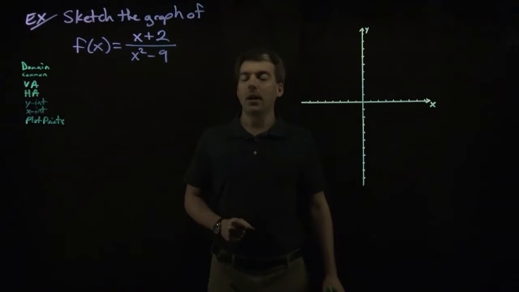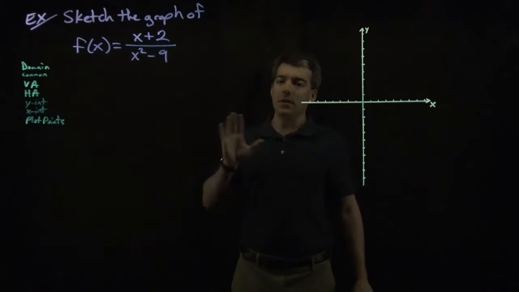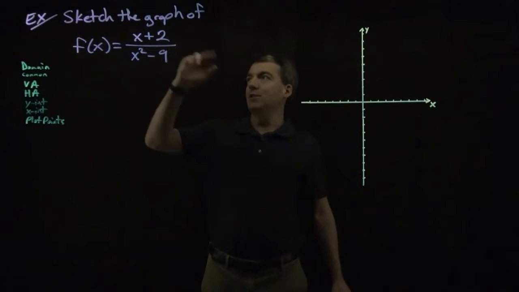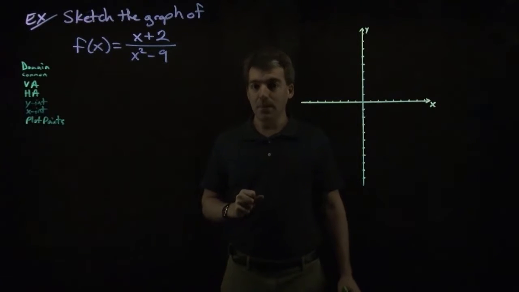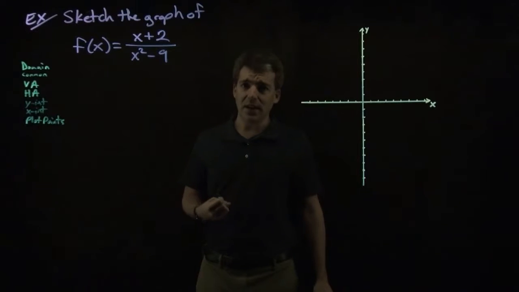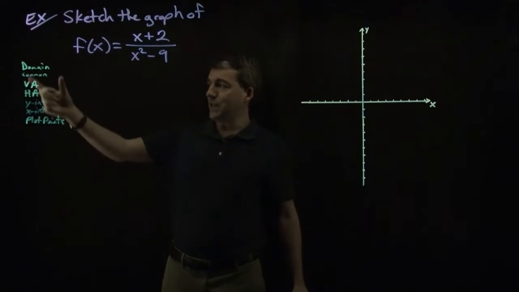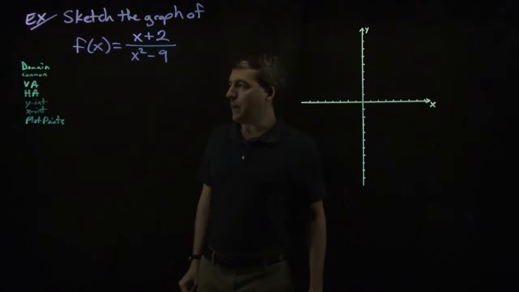All right, let's do an example of sketching the graph of a rational function. This is going to be long, so hang in there. We're going to sketch the graph of f of x equals x plus 2 over x squared minus 9. When we graph a rational function, we have several things to take into consideration, and I've listed them over here. Let me go through those one at a time, and then we'll go through them in detail.